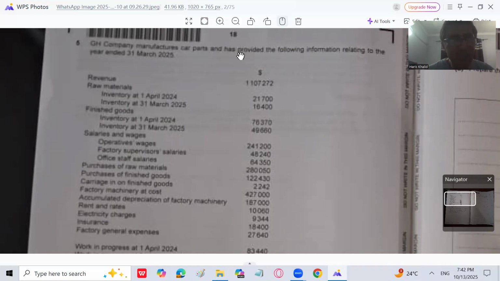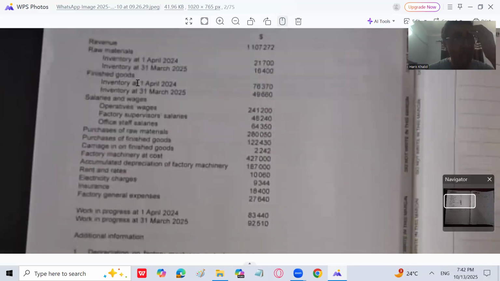Girl company manufactures car parts and has provided the following information relating to the year ended 31st March. Revenue is given, 1107,272. Raw material inventory opening and closing are given. Finished goods opening and closing, salaries and wages. Operative wages means factory operative wages. They are direct wages before prime cost.